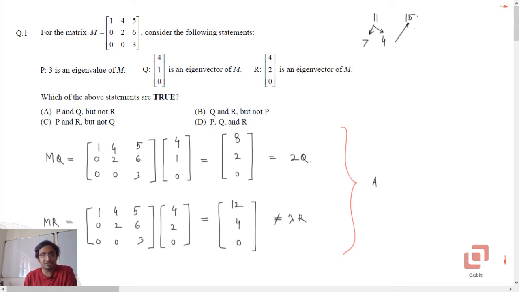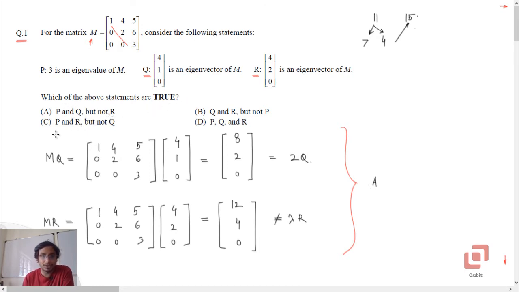Let us start with our first question, which is based on the topic linear algebra, or matrices as people usually call it. For the matrix M = [1 4 5; 0 2 6; 0 0 3], consider the following statements. Note that matrix M is an upper triangular matrix. P: 3 is an eigenvalue of M. Q: [4 1 0] is an eigenvector of M. R: [4 2 0] is an eigenvector of M. Which of the above statements are true?